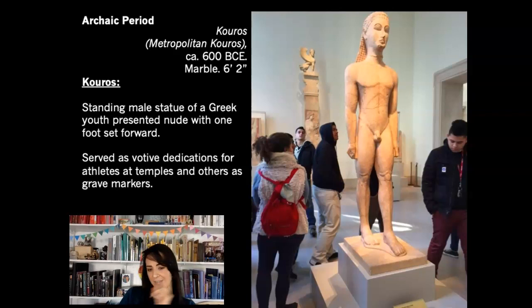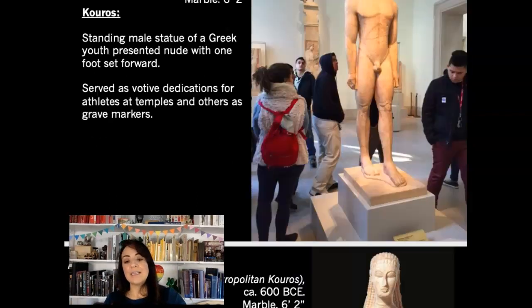We believe this young man was a grave marker. We don't have a lot of context of where he was originally placed or what his original purpose was, but he is a beautiful example of the advancements in anatomy that we see in figurative statues during the Archaic period. What, Miss Cortez? Okay.